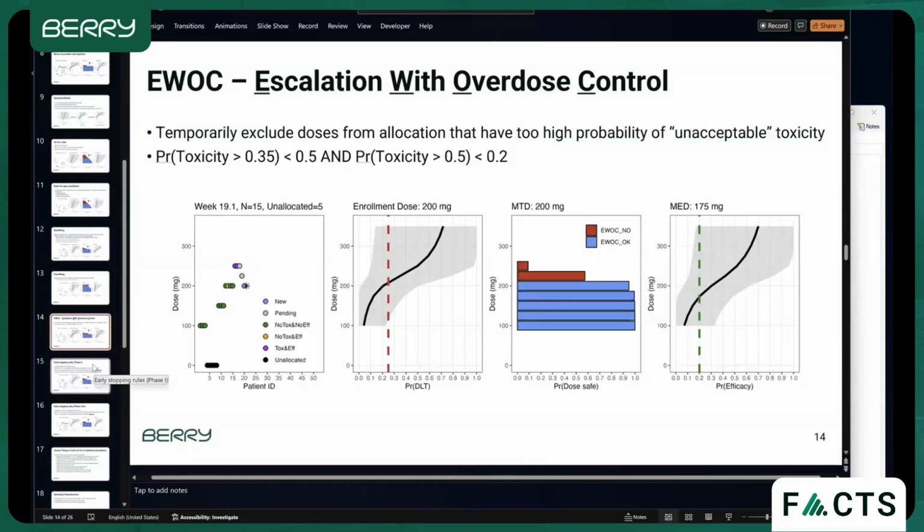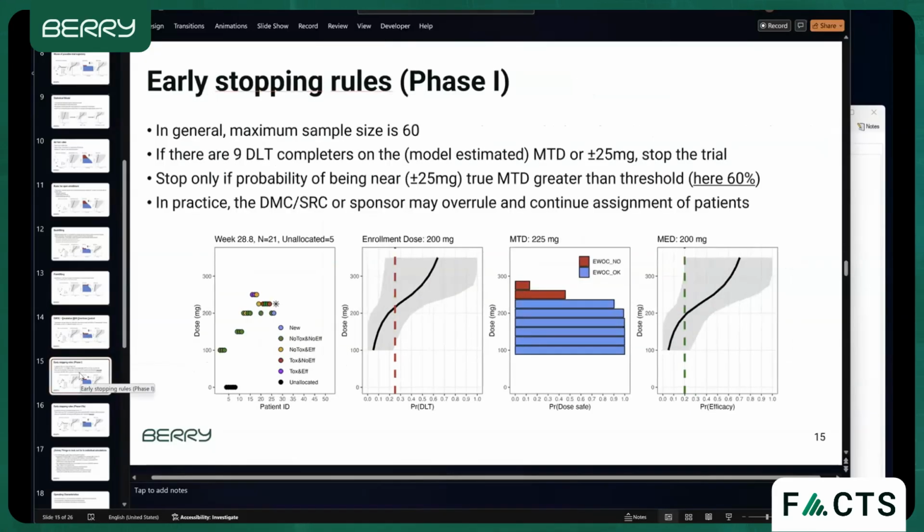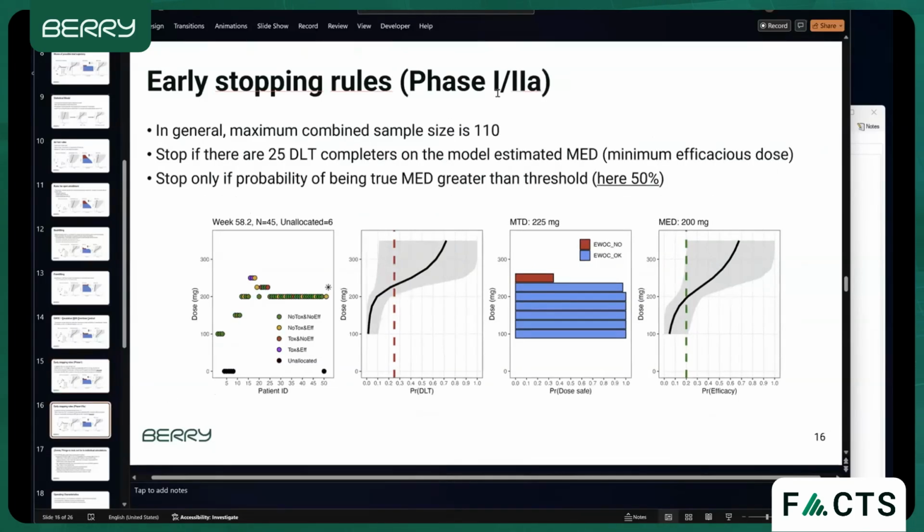Okay, let's look at 2 more things. And I know this is a lot, but that's the point of this webinar, to explain many of the advanced features that we have in CRM. And I'm not even touching 50% of what is there. So there's really a wealth of features and design options you have in CRM. But 2 other things I was using here in this design is I had early stopping rules for the phase 1 part, which is the finding the MTD part, and early stopping rules for what I call the phase 2A part, which was the finding the MED part.